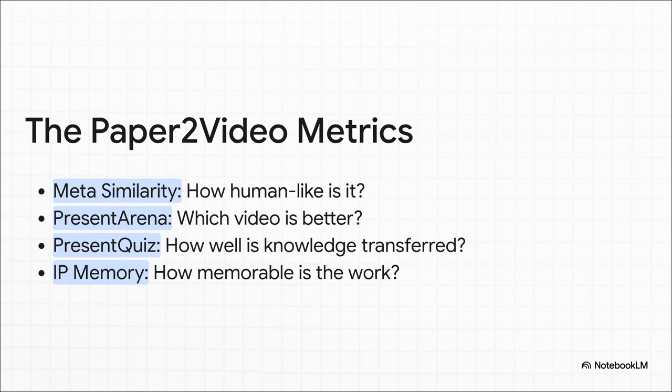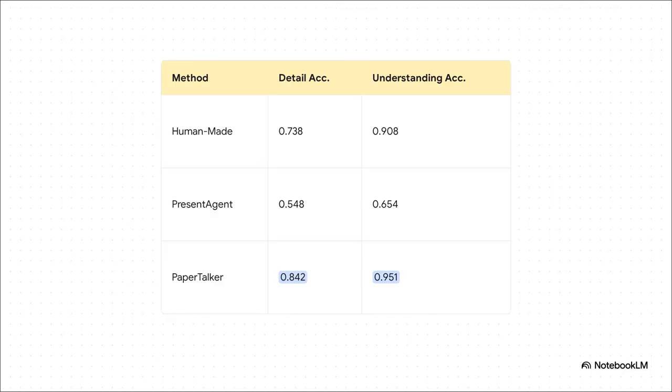And, this is the most important part, they created a quiz to see how well the video actually taught the material. And the results from that quiz were, well, they were staggering. When it came to questions about both recalling specific details and high-level understanding, the videos generated by PaperTalker actually scored higher than the videos made by the human authors themselves. Yeah, you heard that right.